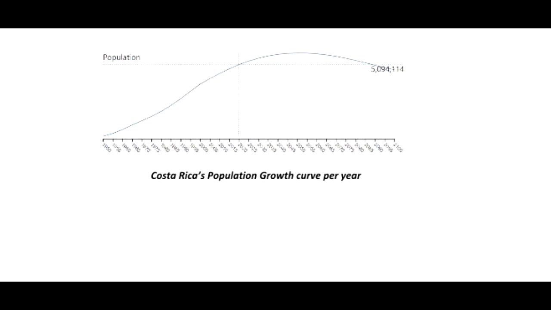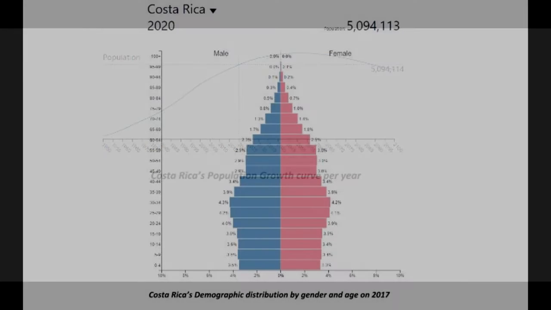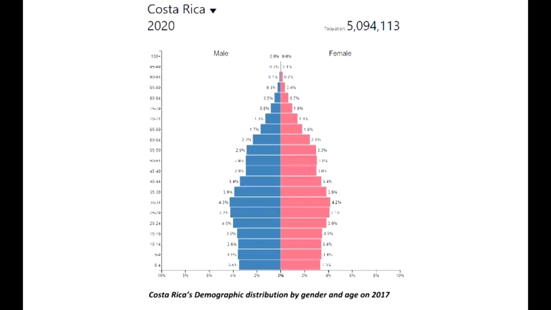Population density is about 100 people per square kilometer. 80% of the population lives in urban areas. The median age of the people is around 33.5 years old. This is the graph for Costa Rica's population distribution. It can be observed from the graph that male and female are almost equally distributed, and the population is shifted to be younger.